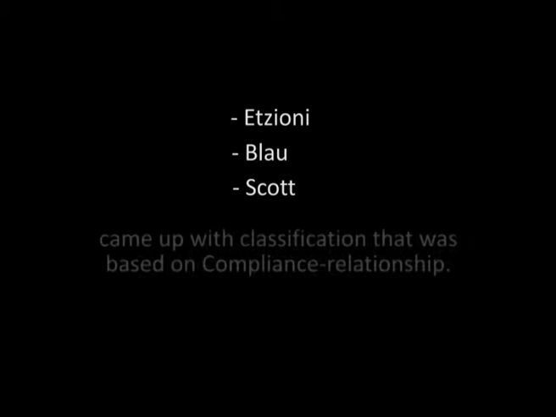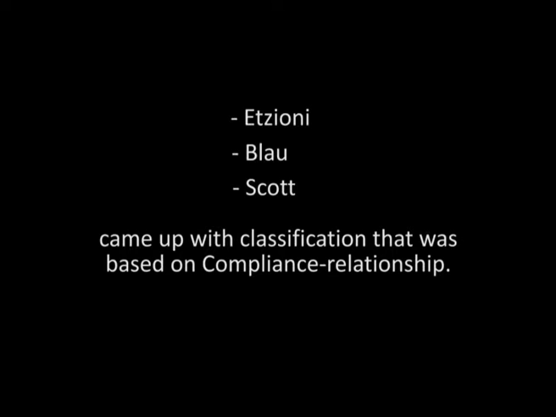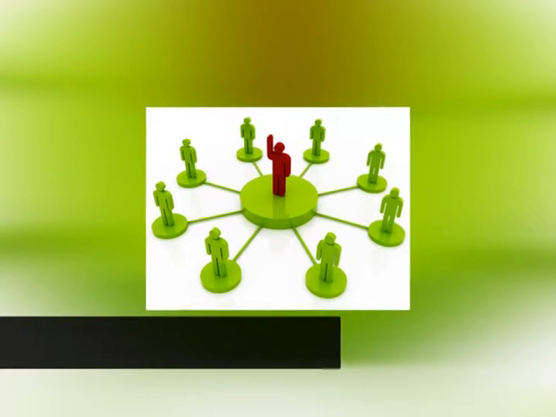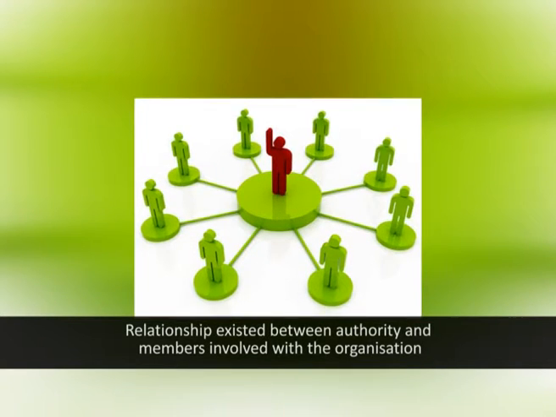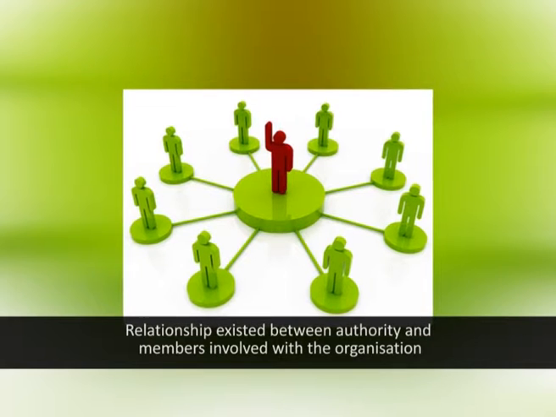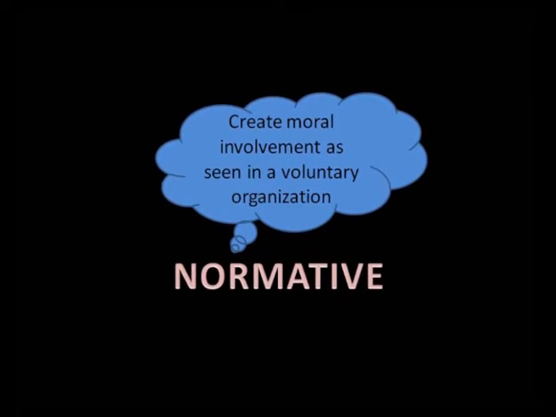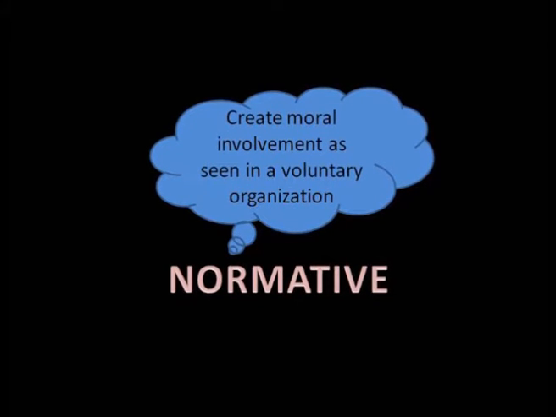Scholars like Etzioni, Blau and Scott came up with yet another classification that was based on compliance relationship. The study examined the relationship that existed between the authority and the members involved with the organization. They suggested that coercive means alternative involvement, such as prison, whereas remunerative means produced calculative involvement as seen in firms. Normative means create moral involvement as seen in a voluntary organization. The scholars pointed out that there will always be a correspondence between the authority and the form of participation from members related to an organization.